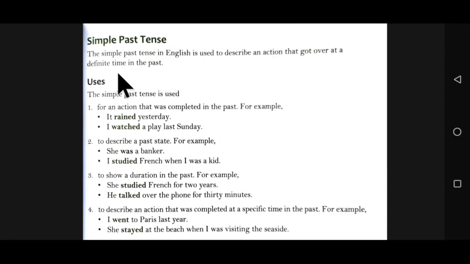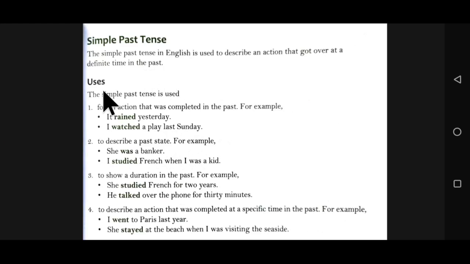So students, the next tense that we have to study is simple past tense. Now let's see where it is used or what it is used to show. The simple past tense in English is used to describe an action that got over at a definite time in past. Or in other words, it is used to show an action that has already happened in the past. Now let's see its uses.